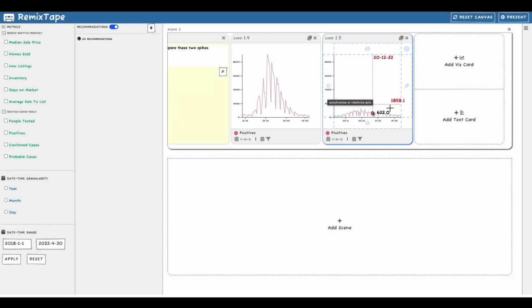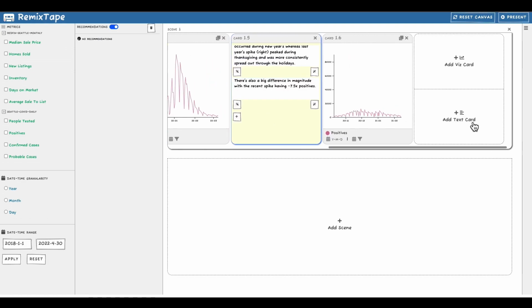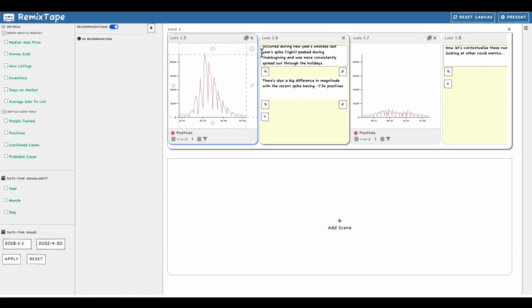By synchronizing the y-axes, we can communicate that the magnitude of the recent New Year's spike is almost 7.5 times the magnitude of the Thanksgiving 2020 spike. Next, we create another text card and position it between the two cards to communicate this contrast.